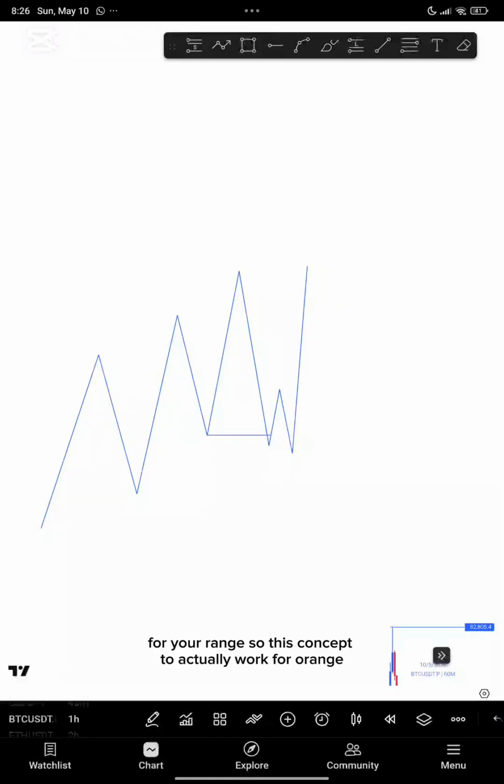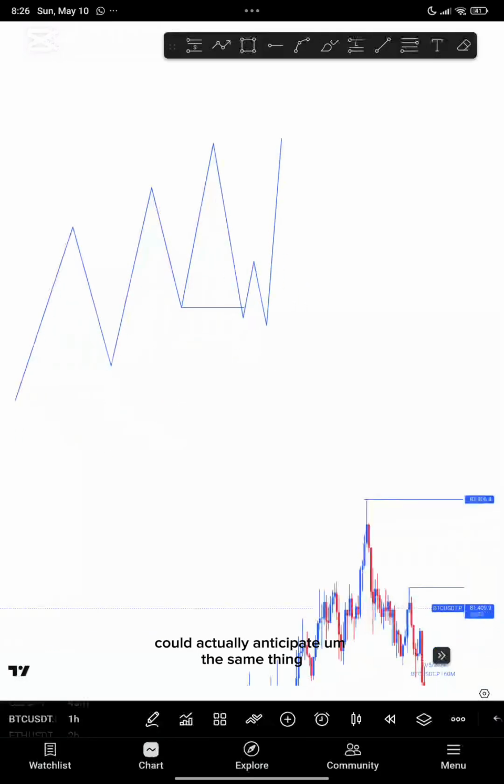So this concept can actually work for a range. If price takes a low or a high and we don't have a very nice key level right there, you could still anticipate the same thing.